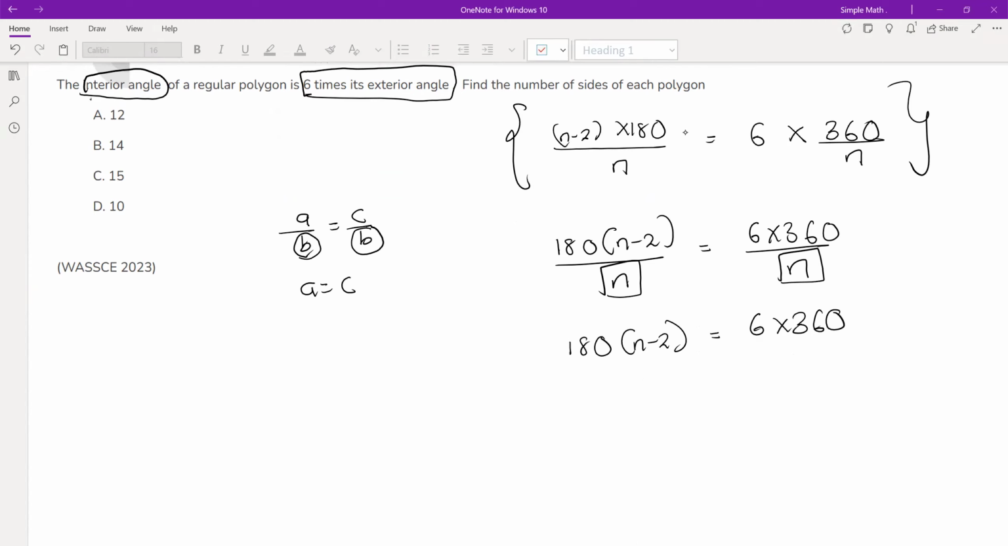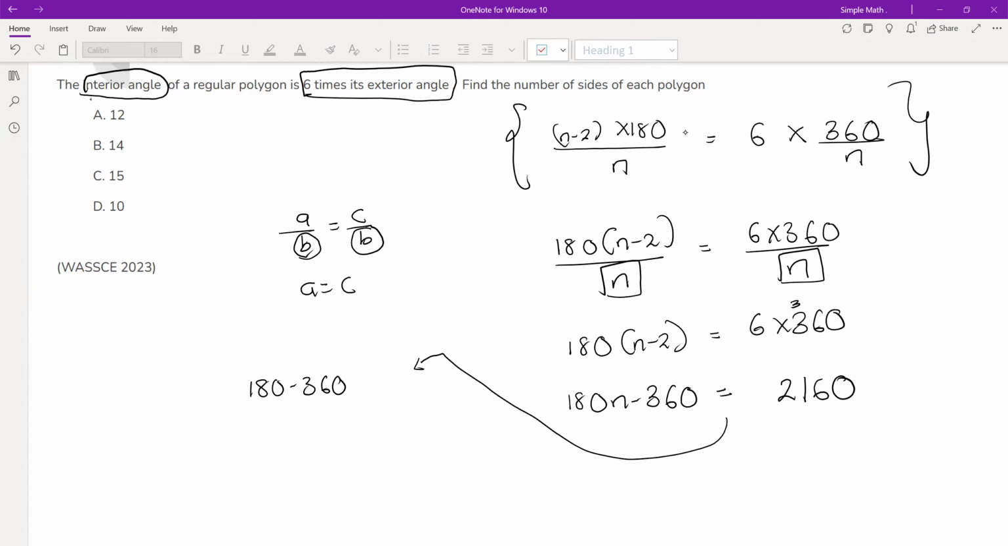So we have 180n minus 360. Okay, so what's 6 times 360? So this is 0. 6 times 6 is 36. Put the 3 here. 6 times 3 is 18. Plus 3, that's 21. Okay, so it means 180n minus 360 equals 2160. So let me bring it here. So I have 180n minus 360 equals 2160.